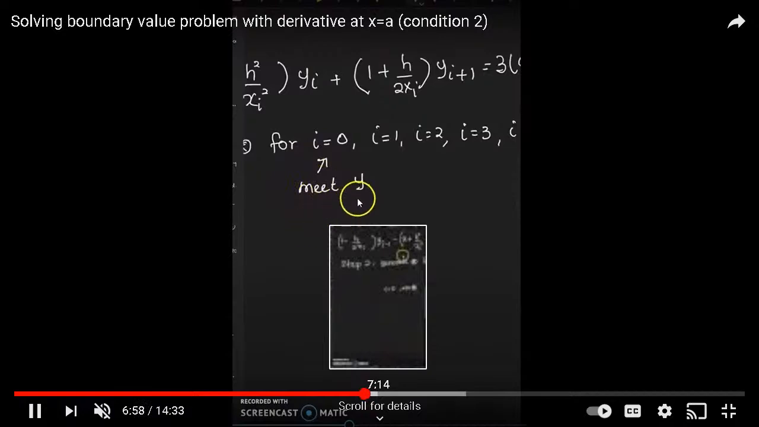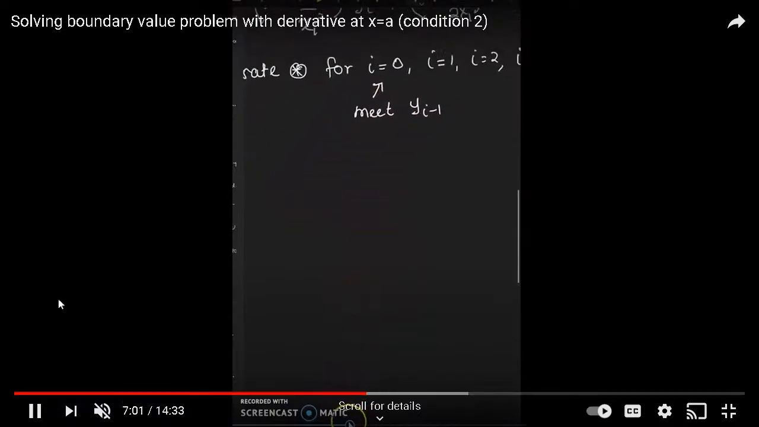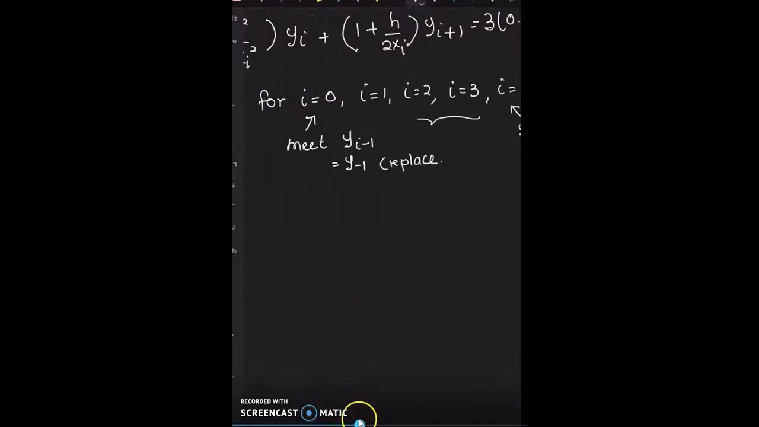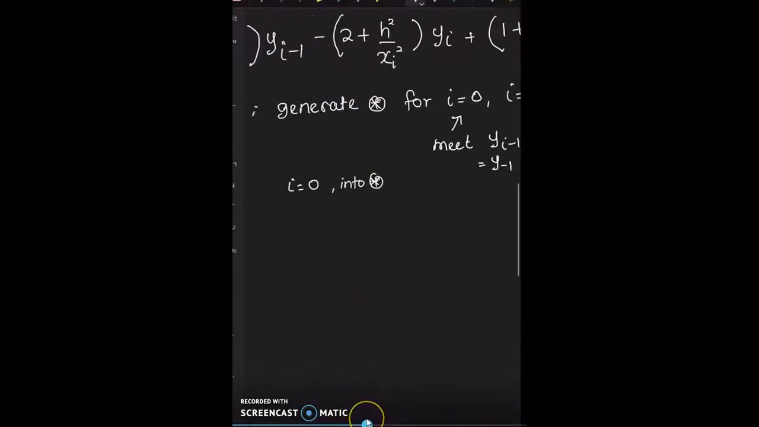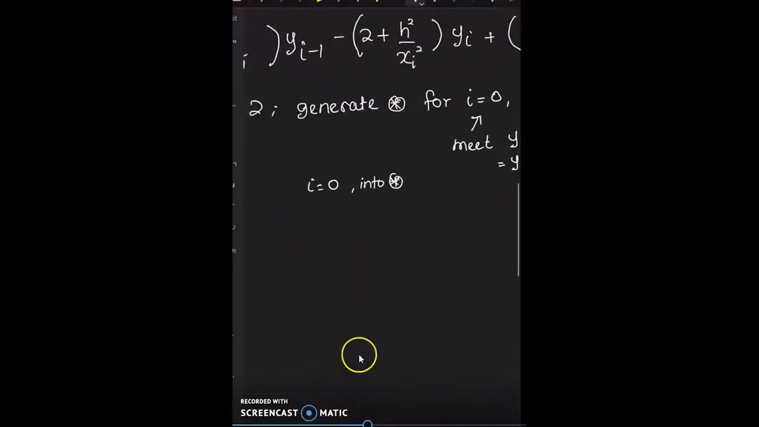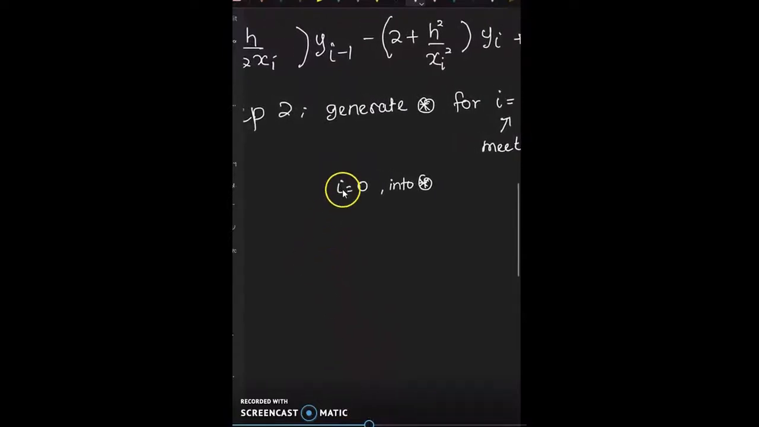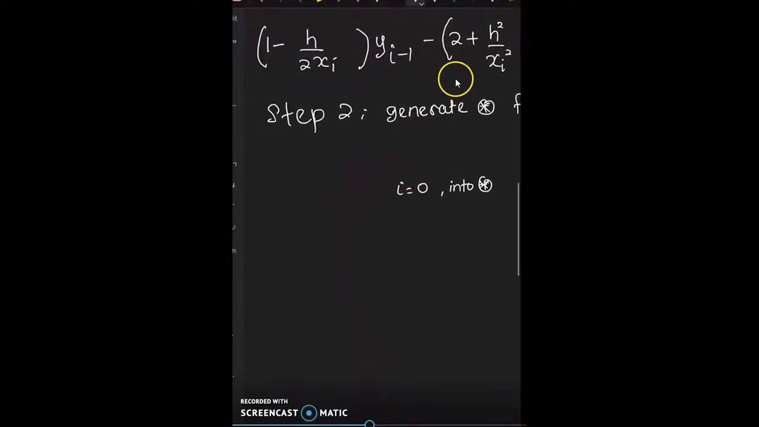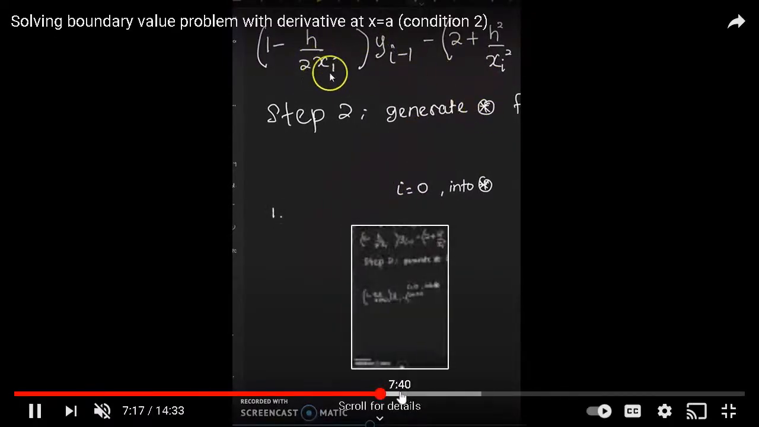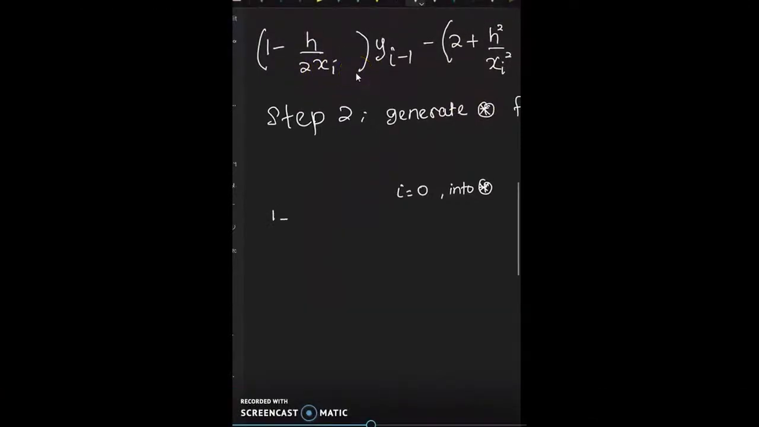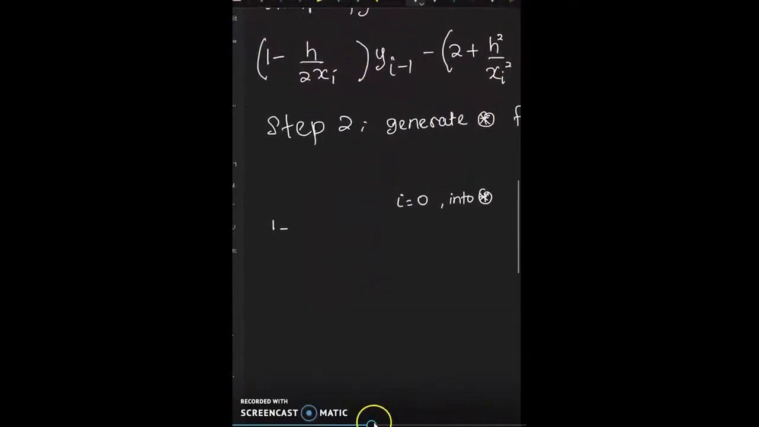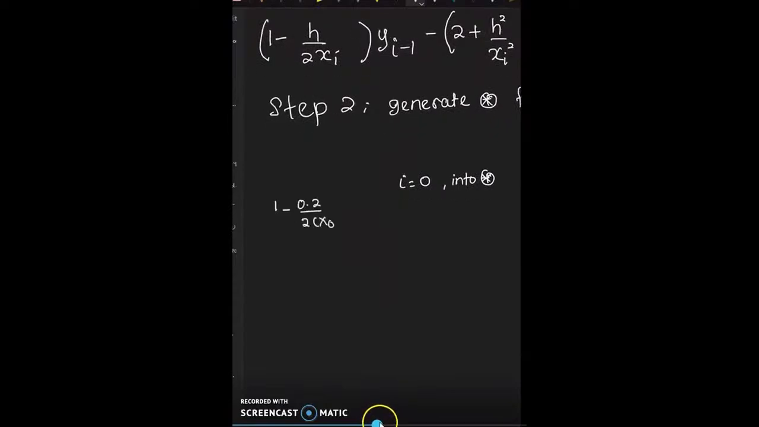So now let's go. Now we want to find y. When i equals 0, you meet y negative 1. So be careful when you start the iteration. Now generate i equal to 0 through the equation. I put i equal to 0 here, so you can get x naught. Go to your books, to the question: x naught is equal to 1.